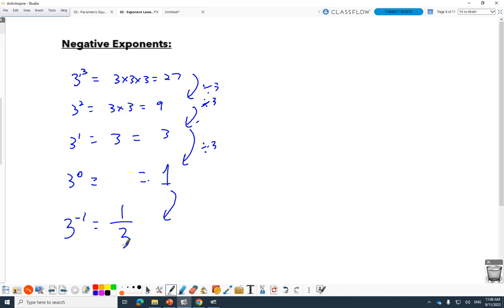Crunch. 3 to the negative 1 is 1 over 3. A negative exponent doesn't mean anything special. It just means divide by whatever you're talking about here.